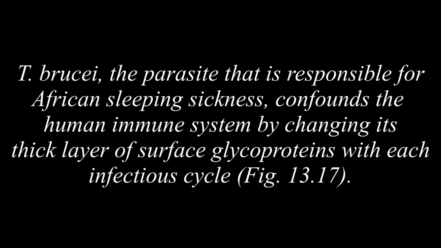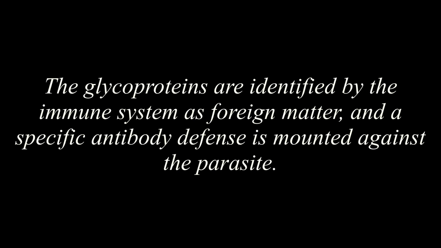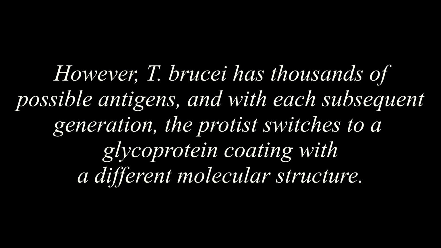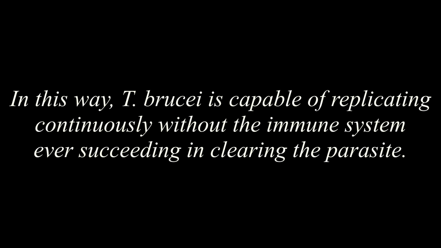Trypanosomes. Trypanosoma brucei, now being called T. brucei, the parasite that is responsible for African sleeping sickness, confounds the human immune system by changing its thick layer of surface glycoproteins with each infectious cycle. The glycoproteins are identified by the immune system as foreign matter, and a specific antibody defense is mounted against the parasite. However, T. brucei has thousands of possible antigens, and with each subsequent generation, the protist switches to a glycoprotein coating with a different molecular structure. In this way, T. brucei is capable of replicating continuously without the immune system ever succeeding in clearing the parasite.